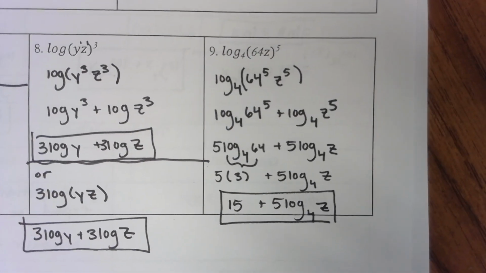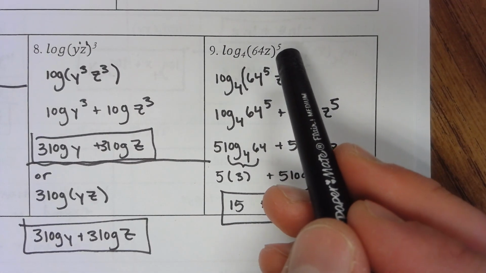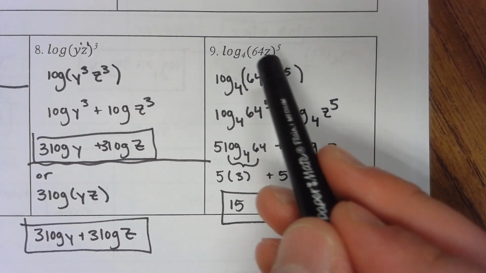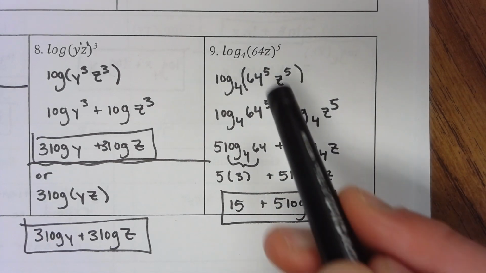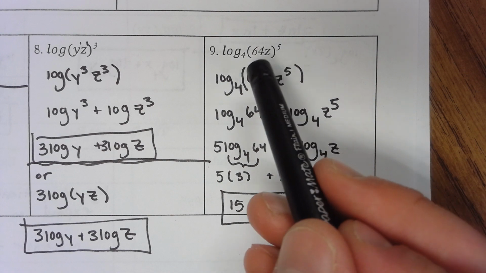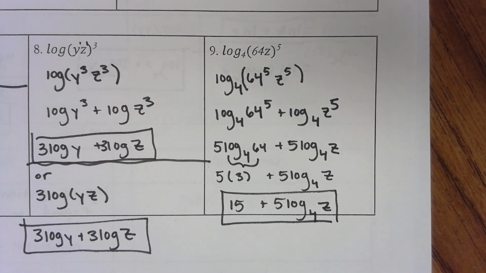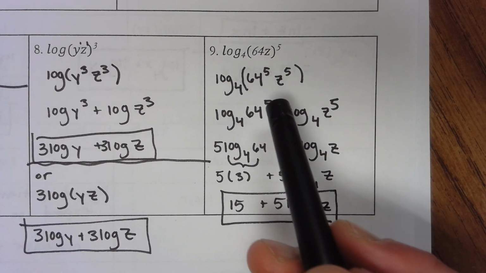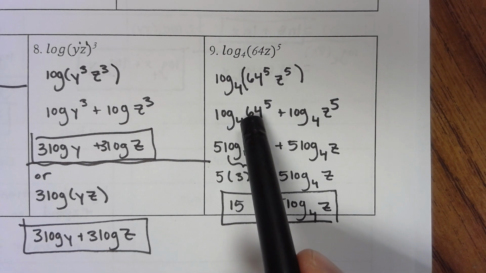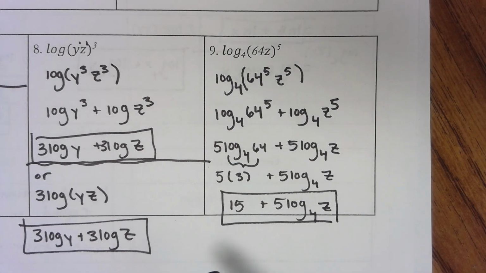So I took the approach of I'm going to take this exponent and multiply each product's exponent by 5. So 64 to the power of 1 becomes 64 to the power of 5. Z to the power of 1 becomes z to the power of 5. Then I can expand this out by first adding the logs because I have a product here. So it's log base 4 of 64 to the power of 5 plus log base 4 of z to the power of 5.